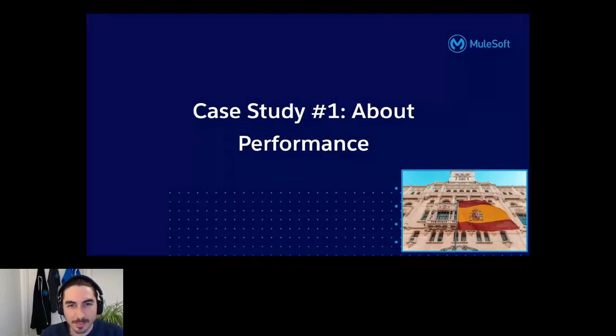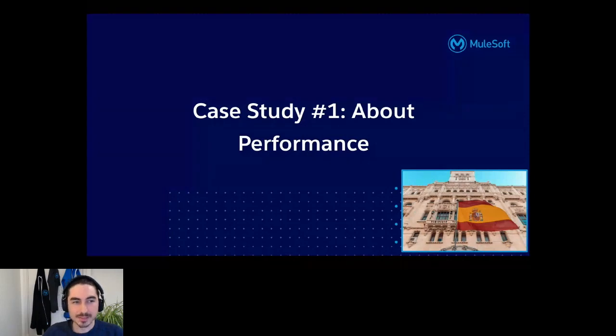This one is about performance, a topic that everyone is interested in. And this is a customer that is based in Spain. That's where you can see the Spanish flag there and one of the buildings in Madrid. So this company has more than 4,000 employees and they're managing more than 2,000 restaurants. It's definitely not a small company.